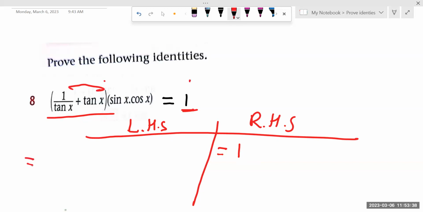And then on this side, I will write my left-hand side. What do I have as my left-hand side? I have 1 all over tan x plus tan x inside the bracket again, and then it says we're going to have sine x multiplied by cos x. So this is the part which appears on my left-hand side.